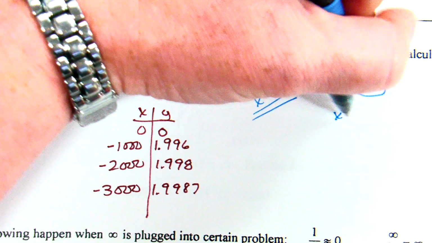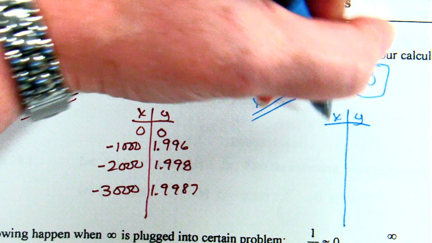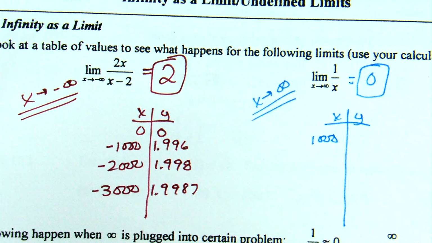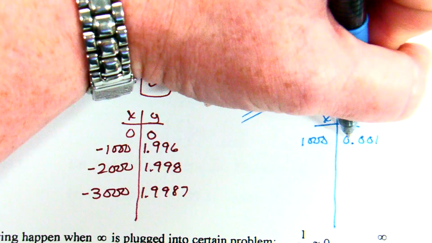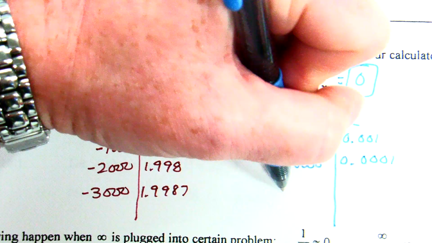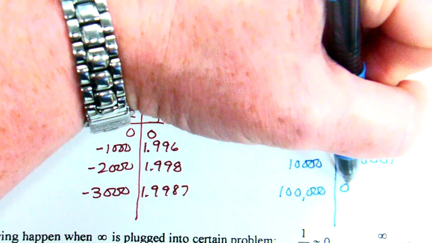If I give you an XY chart to show you, when we put 1,000 in, think about it. It's 1 over 1,000. So that is 1/1000th, which is 0.001. If you put in 10,000, that's 1/10,000th, 0.0001. If we put in 100,000, that is 0.00001. Again, do you see how the table shows where we're getting closer to?